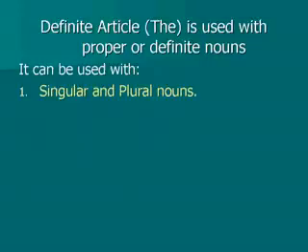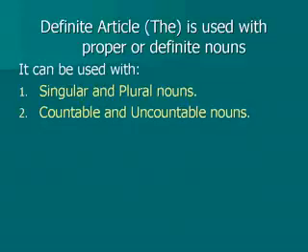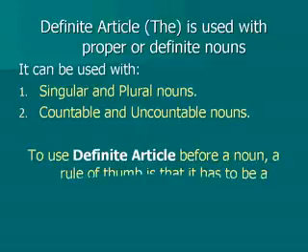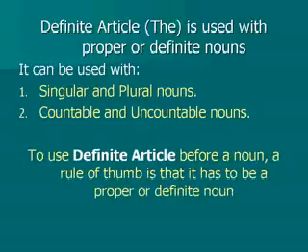If you're using it with a singular noun, that singular noun is supposed to be a definite singular noun, and if you're using the definite article with a plural noun, that plural noun is supposed to be a definite plural noun. You can also use it with countable and uncountable nouns, but remember that they are supposed to be proper or definite. So to use the definite article before a noun, a rule of thumb is that it has to be a proper or definite noun.